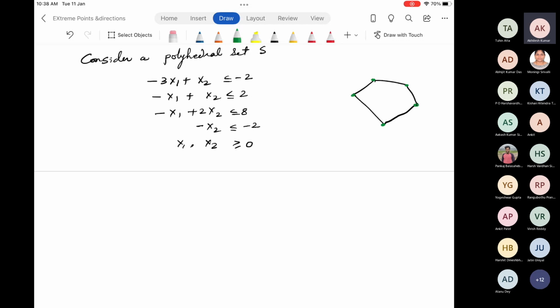x plus lambda d. This should also belong to the set, for all lambda. Yes, sir.